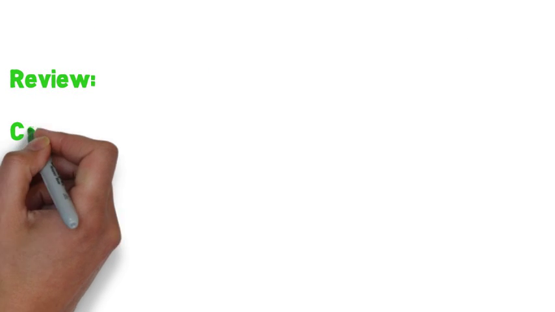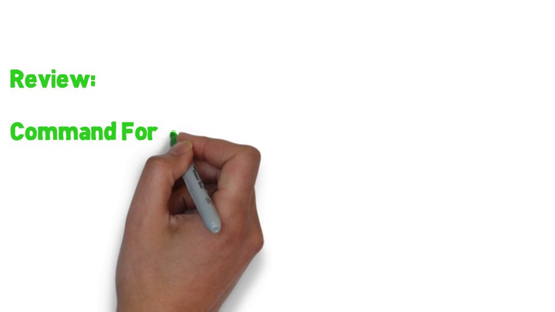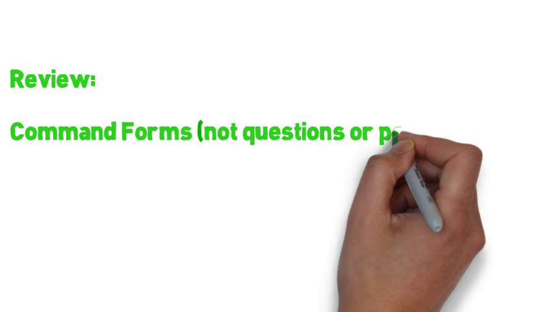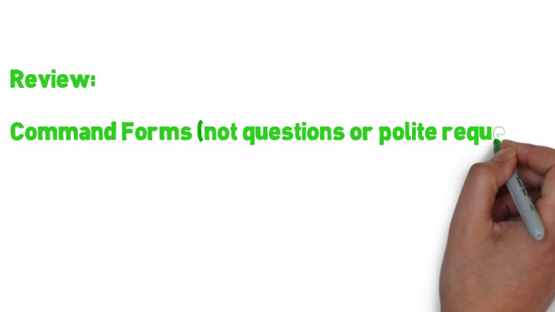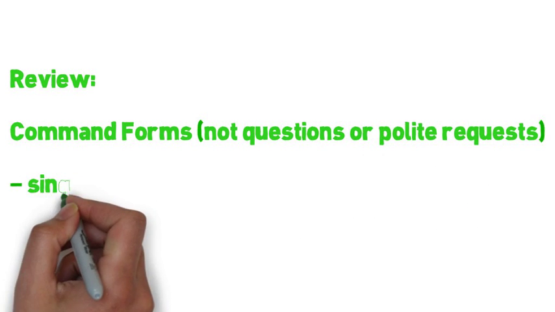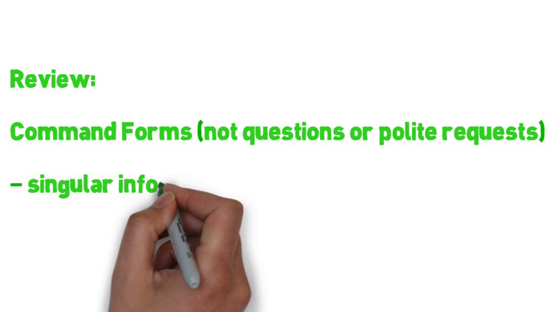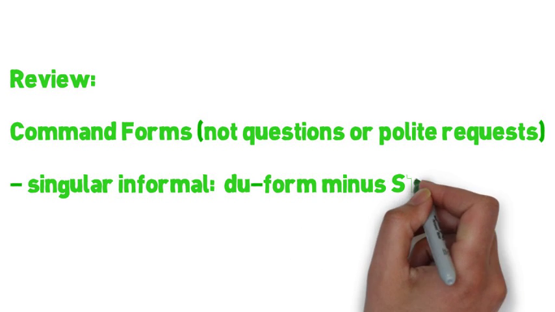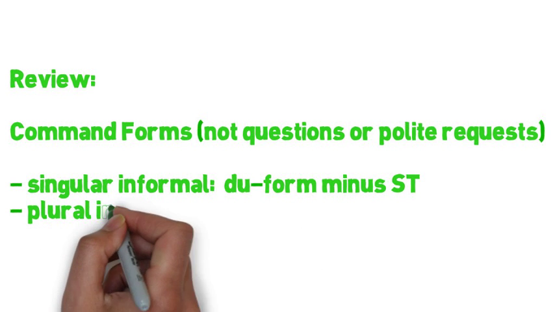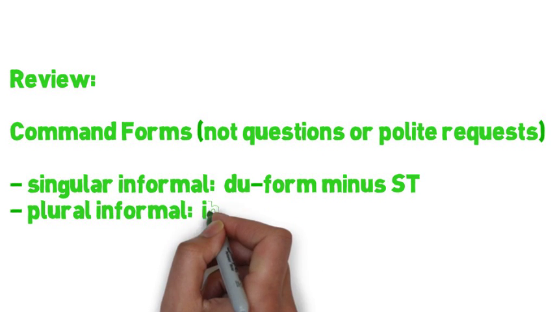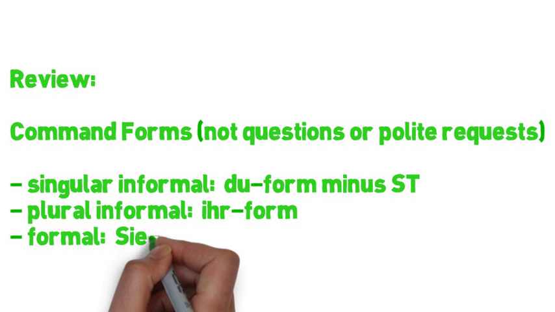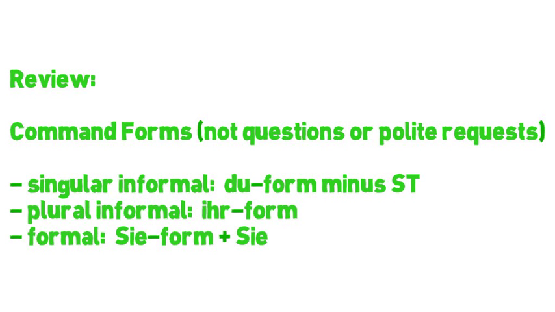Finally, let's review. To make command forms, which are different than questions or polite requests that actually include the subject rather than just implying it, you need to first figure out who you are addressing. If it's one person you are on an informal basis with, then you'll use the du form minus its st ending. If you're addressing two people informally, you'll use the ihr form. And if you're addressing someone formally, someone you'd call by their last name, you'll use the Sie form followed by the word Sie.